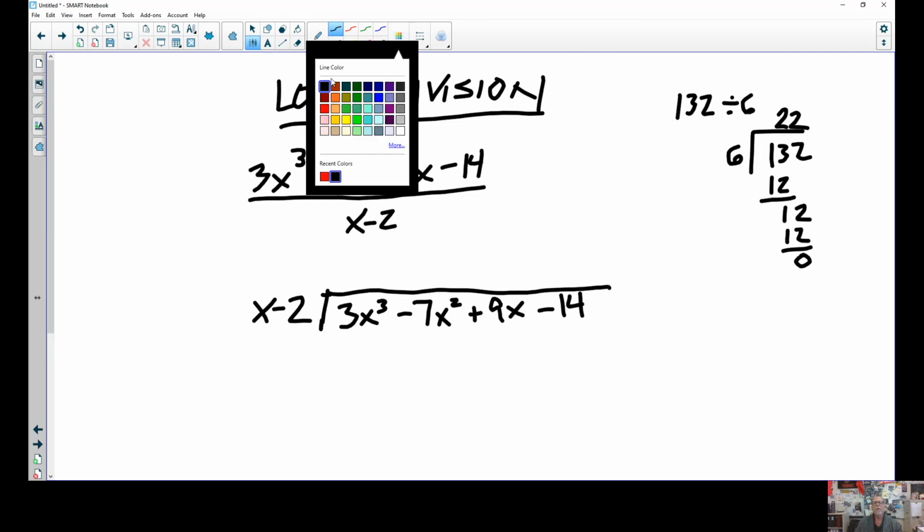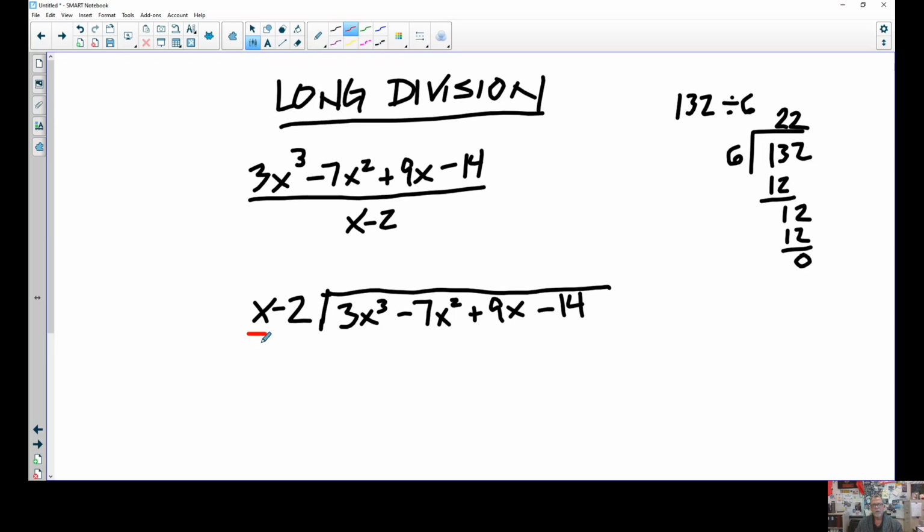So now what I'm going to do in long division is look at the lead term in this polynomial and the lead term in this polynomial, and ask how many times, if I divided 3x cubed by x, I would get 3x squared, right? Because one of these would cancel. So that is what I want to put up here, because what I've done is the same thing I did here. I divided 6 into 13. I'm dividing x into 3x cubed. I get 3x squared. Now I have to multiply by this entire thing. So 3x squared times x is 3x cubed. And that's what I wanted. If this doesn't match, you didn't pick the right number here.